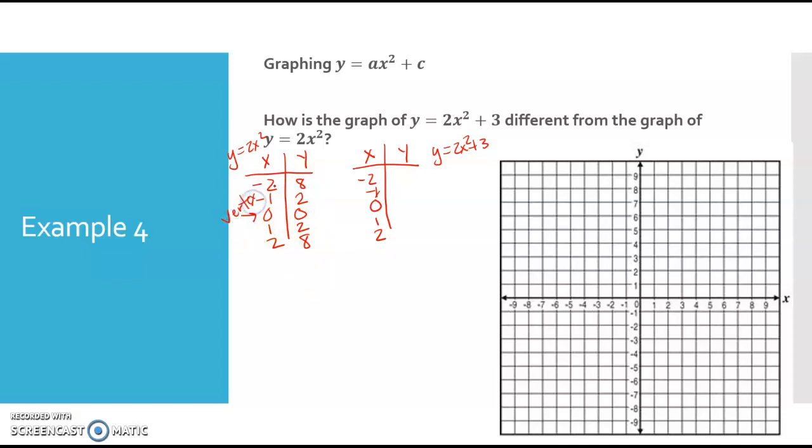Vertex. All right, so then over here, we're starting off the same. So negative 2 squared is 4 times 2 is 8, but now I add 3. So now it's 11. And negative 1 squared is 1 times 2 is 2 plus 3 is 5. 0 squared is 0 times 2 is 0 plus 3 is 3.